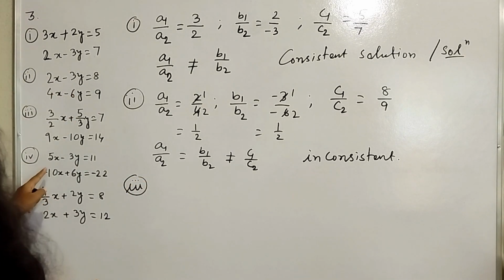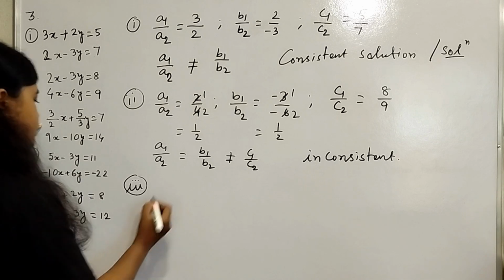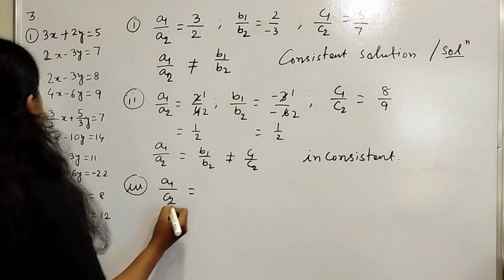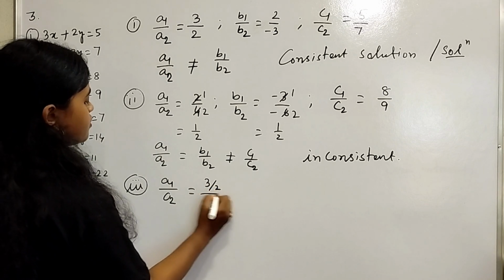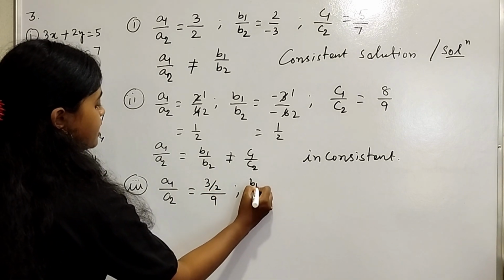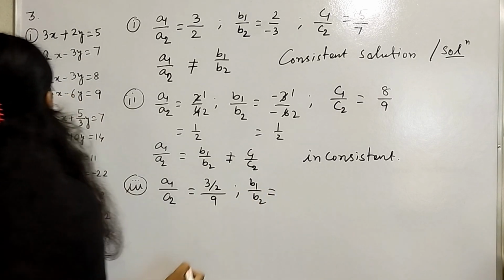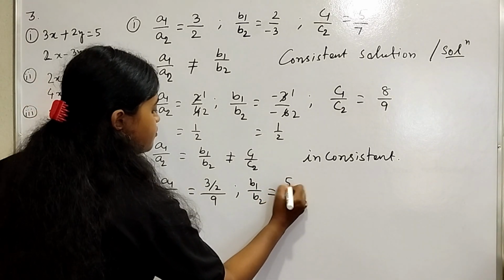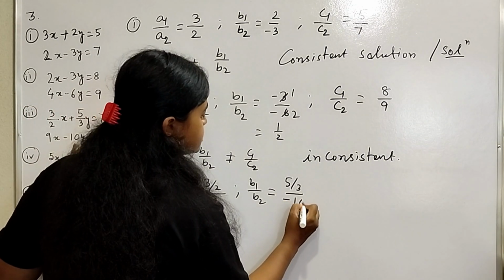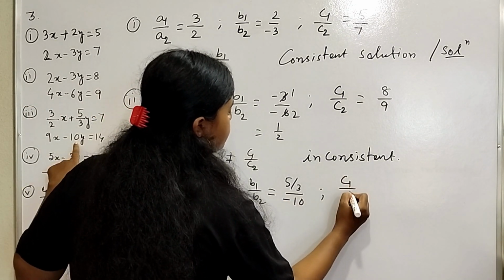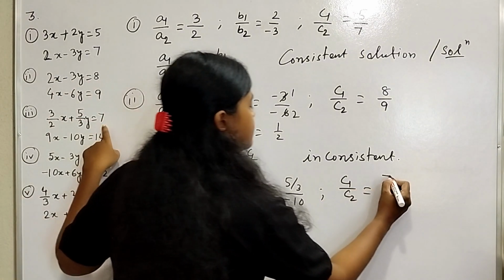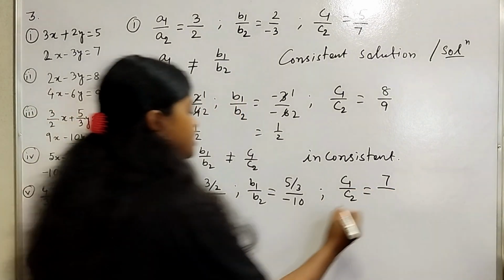Next, question number 3. If I compare, find A1 by A2. So A1 by A2 equals, A1 is what? 3, and A2 is what? 9. Now B1 by B2 means 5 by 3, and B2 is what? Minus 10. Next C1 by C2. C1 is what? 7, and C2 is what? 14.